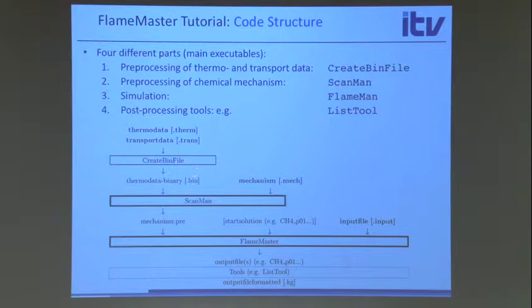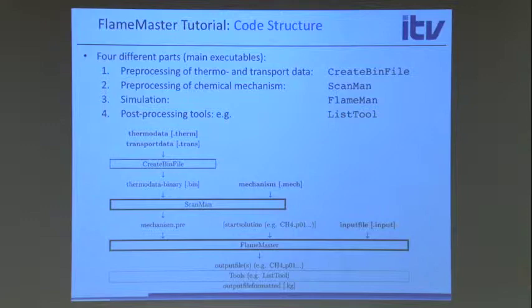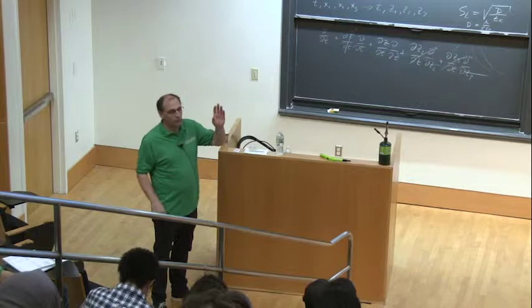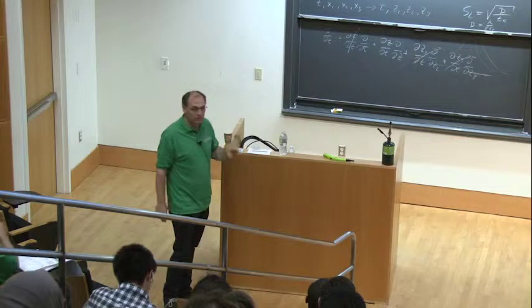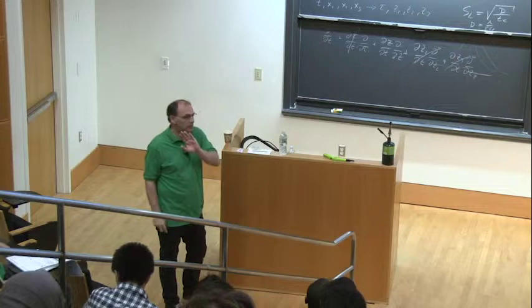Then this file and the mechanism input file are used by this ScanMan preprocessor. It reads all the reactions, it reads all the thermodata, it looks at whether reactions are consistent, is the stoichiometry right, did you have a typo in one of the reactions. It reports if you have a reaction more than once, maybe sometimes that's deliberate, sometimes not, and so on. It does all these things, and then it creates all the data that's used in the simulation and writes another binary file that is then used by the main code to do all the calculations.